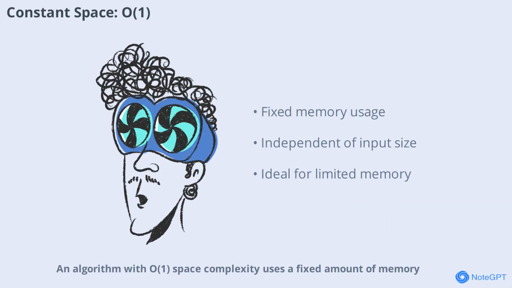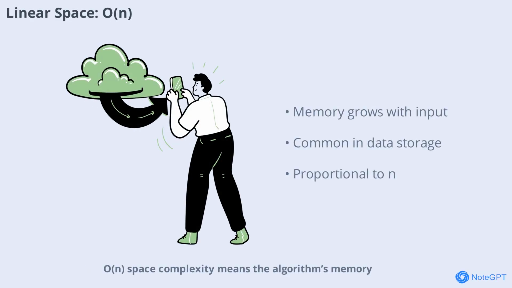An algorithm with O(1) space complexity uses a fixed amount of memory, regardless of the input size. For example, finding the maximum value in an array can be done with just a few variables, no matter how large the array is. Constant space algorithms are highly efficient in terms of memory, making them ideal for environments with strict memory constraints.